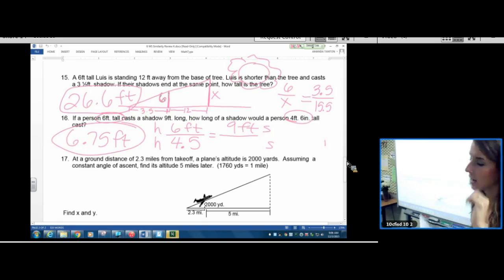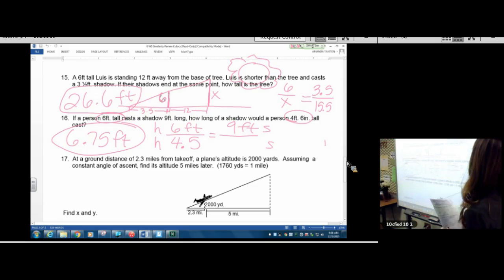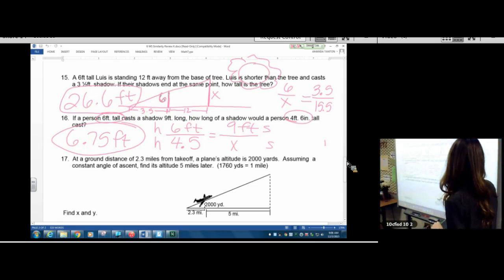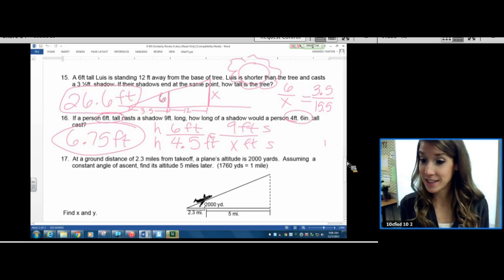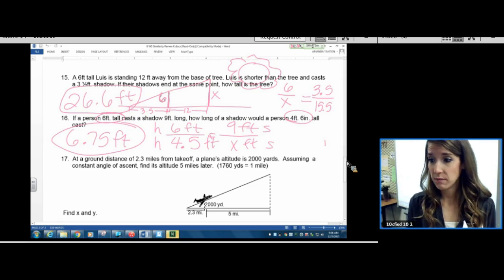Okay, Aaliyah, I get you. And this would be x. And it's all feet. It's all feet. So you cross multiply, you get 6.75, or like you were saying, 6 feet 9 inches. That's a good point.